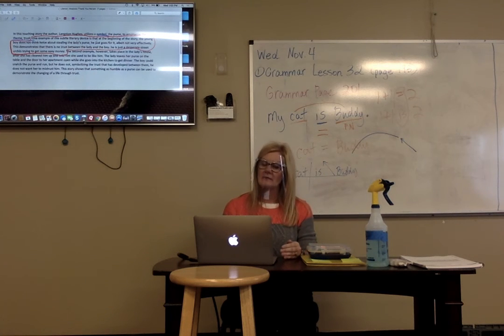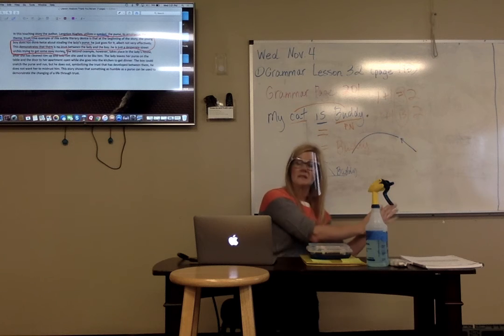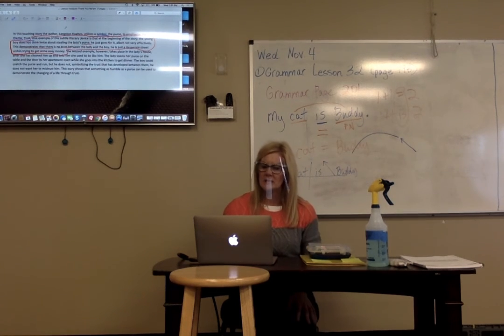So here we have one example: the young boy does not think twice about stealing her purse. He just goes for it, not very effectively. This demonstrates that there is no trust between the lady and the boy. He is just a desperate street urchin trying to get some easy money. All right, so the symbol of the purse demonstrates that there is no trust. So she's mentioned the literary element and she connects that with the theme. That is analysis.